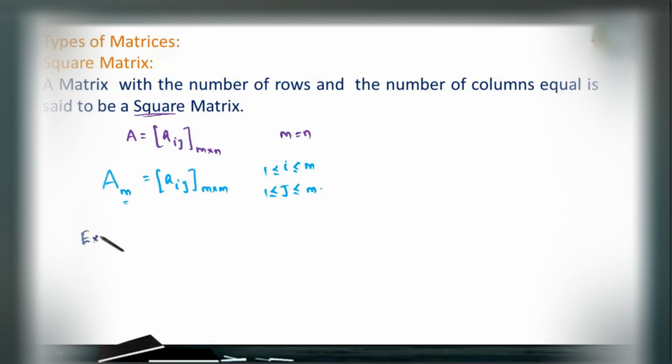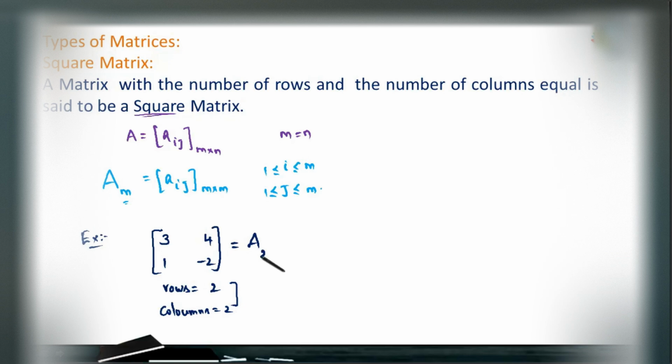Now when we attempt to write an example of say 2 by 2 square matrix, that means number of rows should be 2 and the number of columns should be 2. Let us say 3, 4, 1 and minus 2. How many rows are there? Number of rows is 2. How many columns are there? The number of columns is also 2. As these two are equal, can we say this is a square matrix? Yes, this is a square matrix of order 2 by 2.